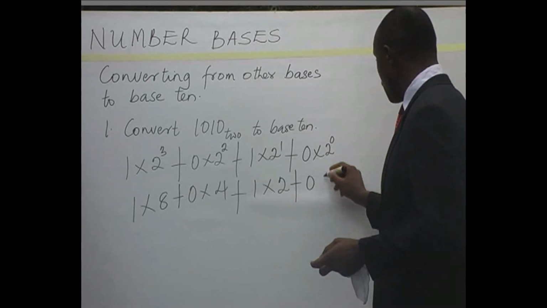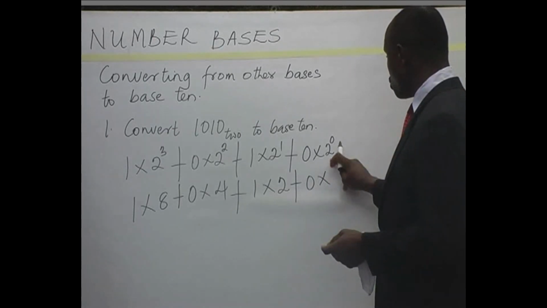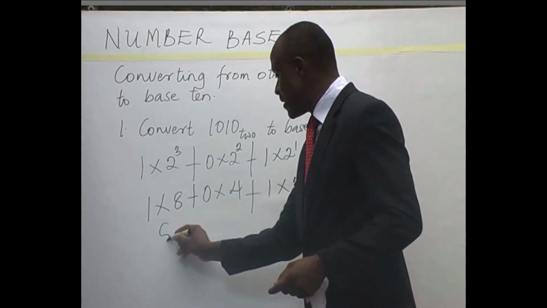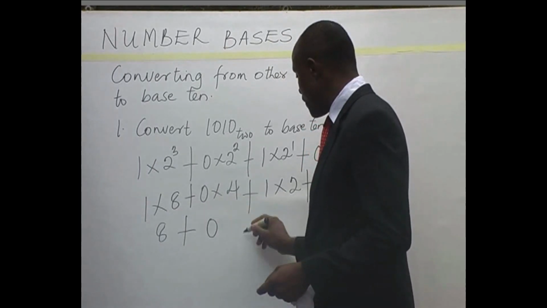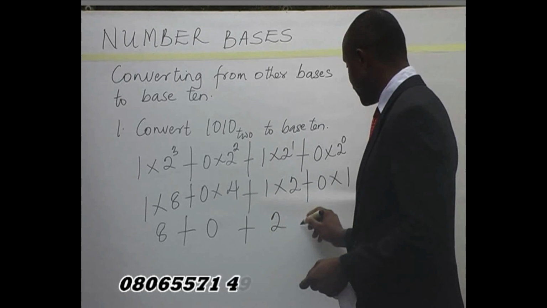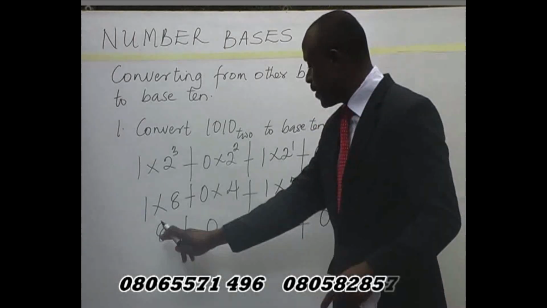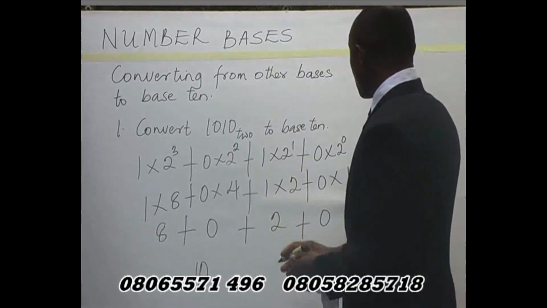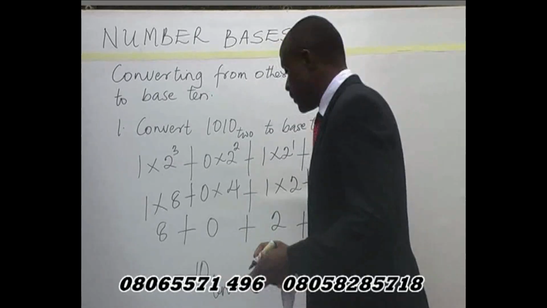The last is 0 times anything exponent 0 is 1. So 2 exponent 0 will give us 1. 1 times 8 will leave out 8. Plus 0 times 4 is 0. Plus 2 times 1 or 1 times 2 will give you 2. Plus 0 times 1 is 0. Add them up. 8 plus 0 plus 2 plus 0 will give you 10. So 1010 base 2 is now 10 in base 10.